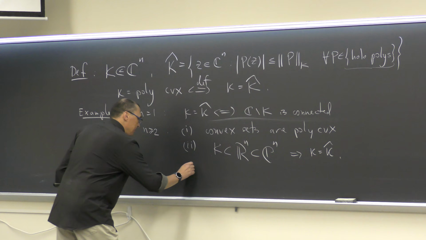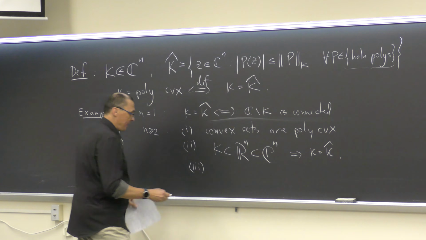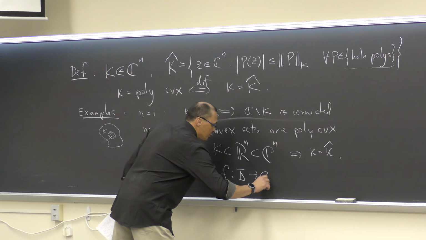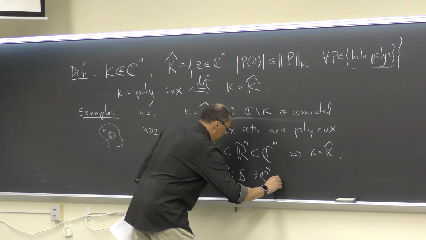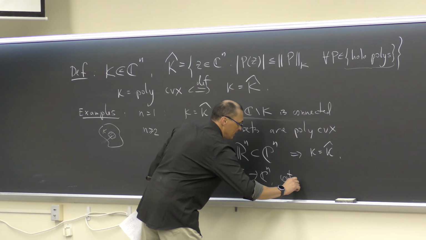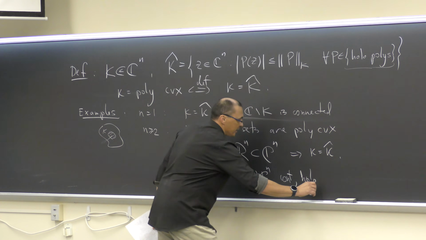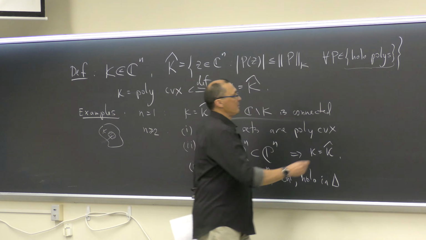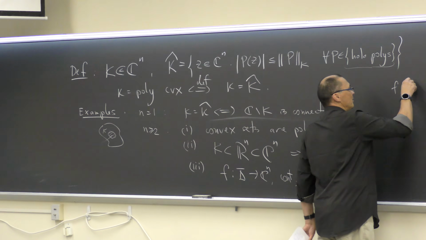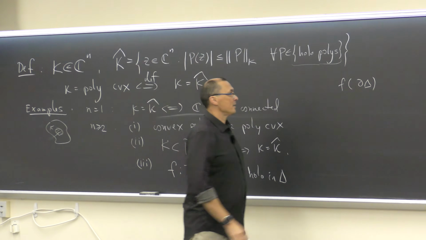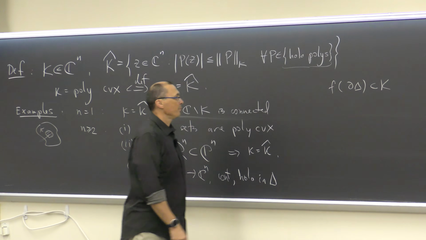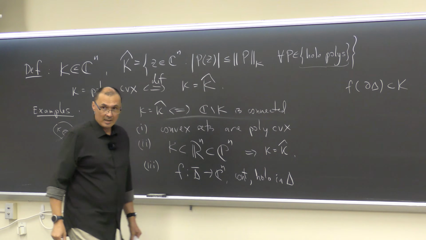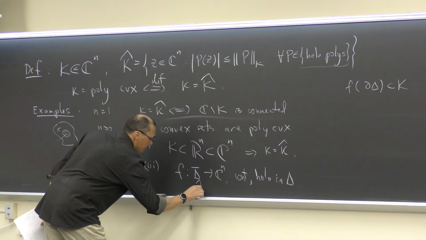And then my third example: if I take a holomorphic disk, a continuous map from the unit disk in C into Cn, continuous and holomorphic in the interior, and attached to K, meaning that the boundary of the disk is contained in K. Yes, the disk is a disk in C. Oh, this is in C, yes.